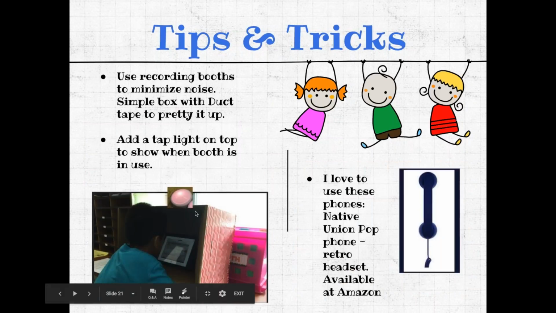Here are some quick, easy recording booths. All they are is paper boxes. And all I did was put duct tape on them to fancy them up, give them a little color. I just showed this to you because I couldn't get a good picture of it. I put tap lights on top of them to show when the booth is in use, so that when kids are walking past, they're not yelling and screaming because they know that somebody is recording. So the light on means somebody is recording, and to be quiet when you're walking past that area.